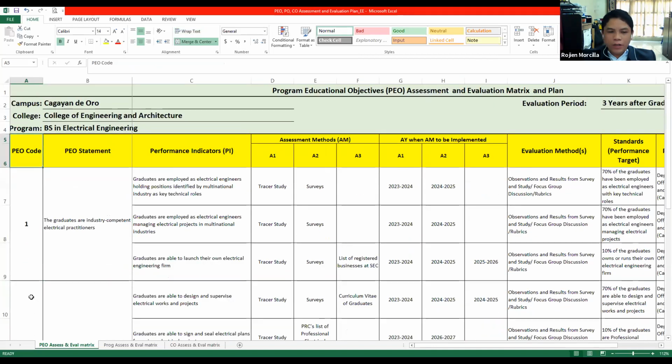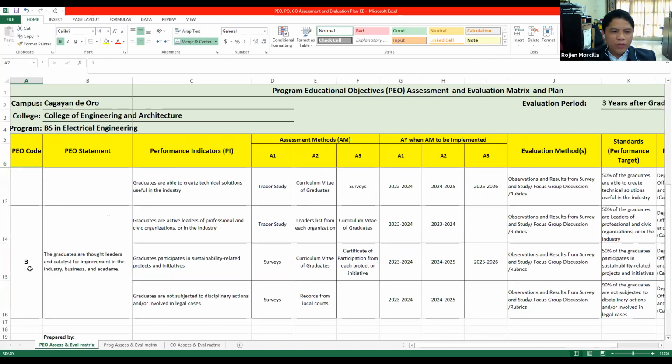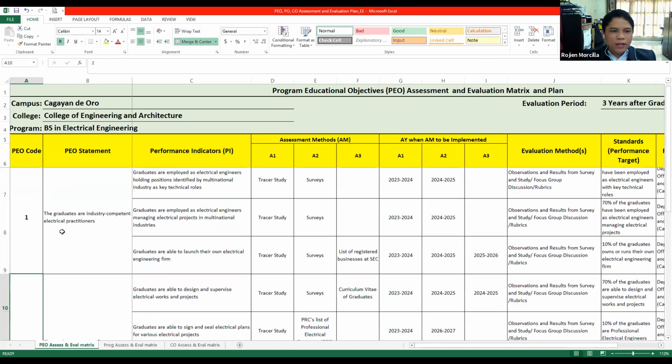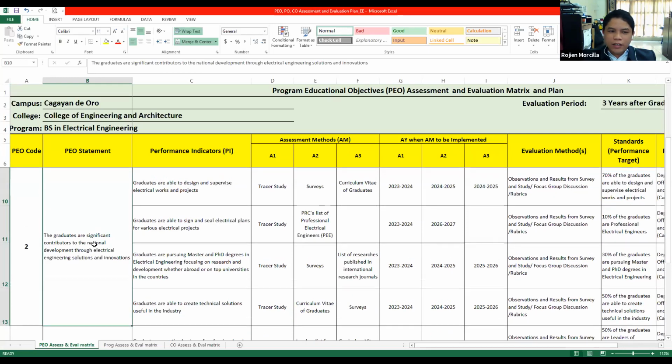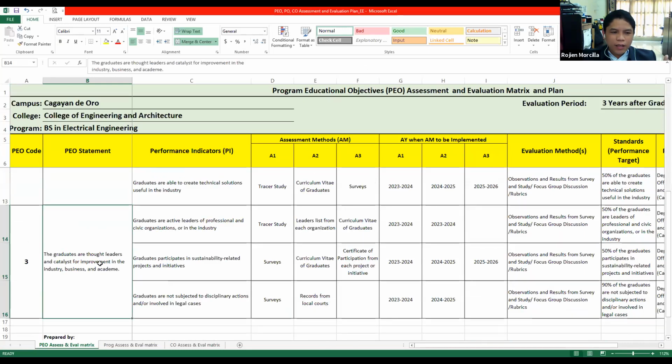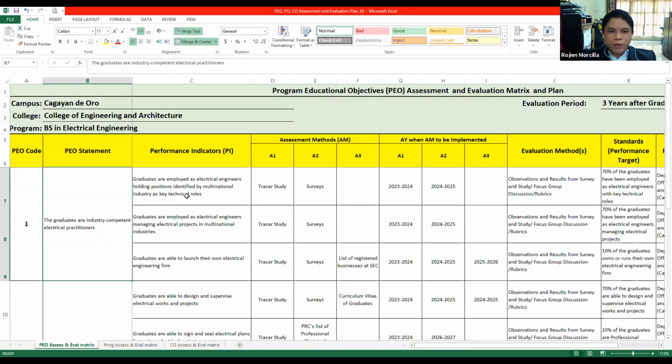you have the PO code, this is for the PO, ha. PO codes 1, 2, 3, since we only have three. Then the PO statement for each program. For number 1, the graduates are industry-competent electrical practitioners. The graduates are significant; these PO statements are broad. And number 3, graduates are thought leaders. So how do I measure this? I need indicators. For example, number 1: graduates are employed as electrical engineers holding positions.